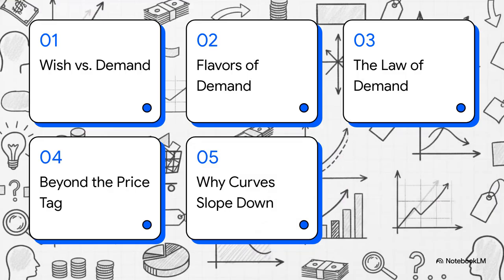Okay, let's dive into this. Here's our roadmap for the explainer. 1. Wish versus economic demand. 2. The flavors of demand. 3. The law of demand. 4. Beyond the price tag. And 5. Why curves slope down. We're going to take you from basic definitions right into the really complex mechanics of human behavior.